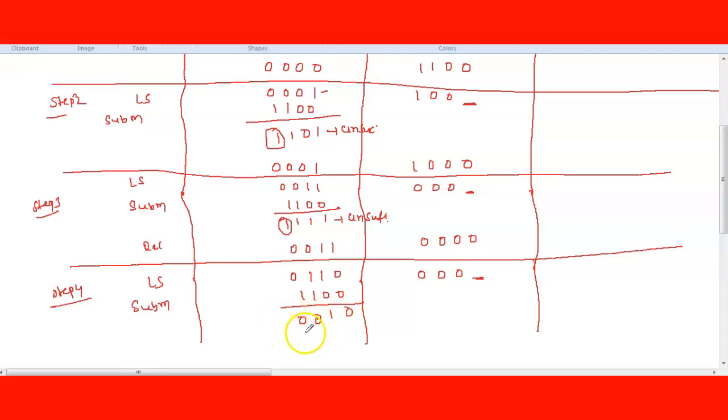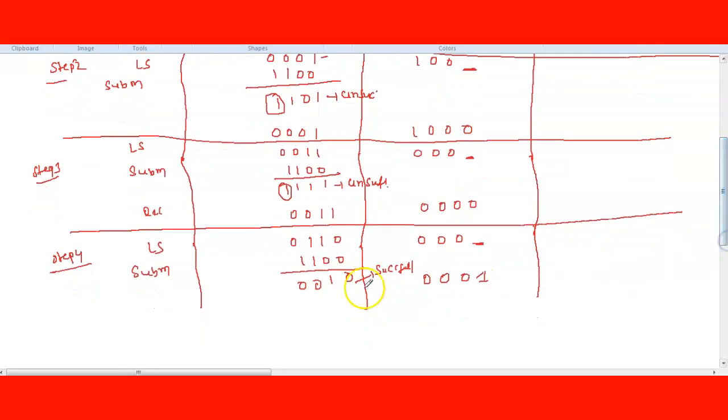So the MSB is 0, which means this number is positive. Whenever you get a positive number here, there is no restoration. Restoring does not have to be performed, and the quotient bit will be 1. Whenever the step is successful, restoration is not performed, and the quotient bit will be 1. So this is the last step, and we are over.